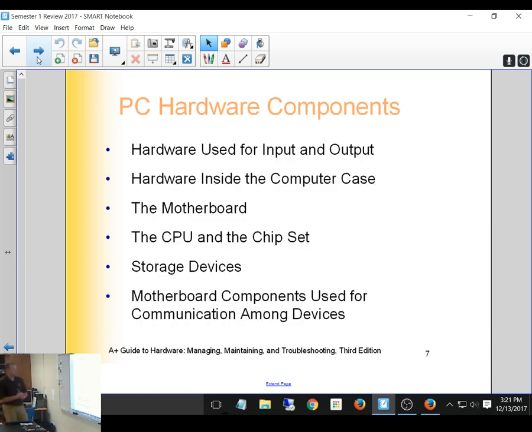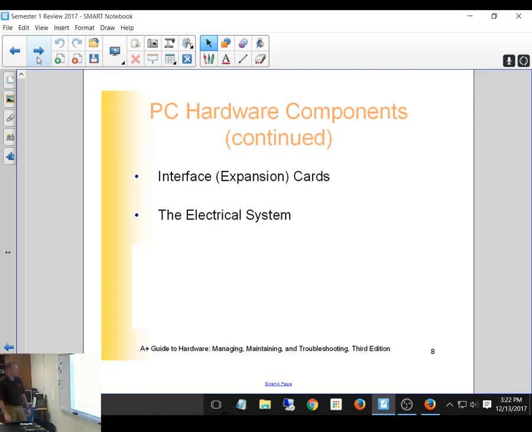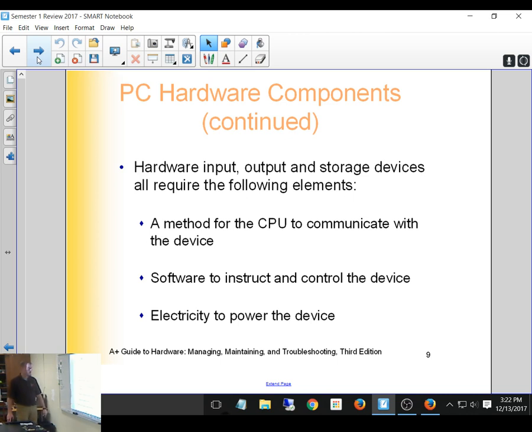We've got hardware used for input and output. We've got all kinds of hardware inside the computer case. We've got, subject of chapter 4, our motherboard, and on there is a chipset, and mounted on there is the CPU. Connected to it, we have storage devices, and then a whole myriad of components, whether they're integrated as part of the motherboard or expansion card items that expand the uses and capabilities of the motherboard. So we've got interface cards, and we've got an electrical system, and I'm not going to talk too much on those two, especially electrical systems, since we're going to hit that in chapter 3.